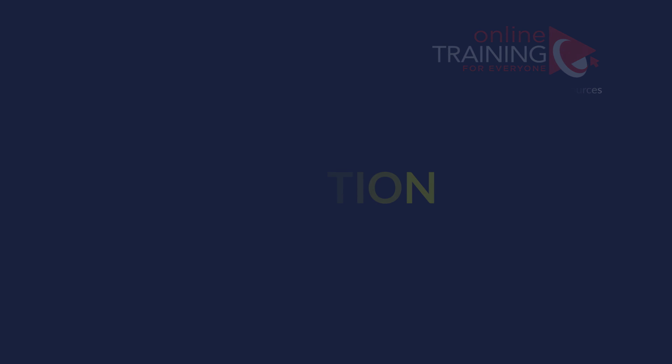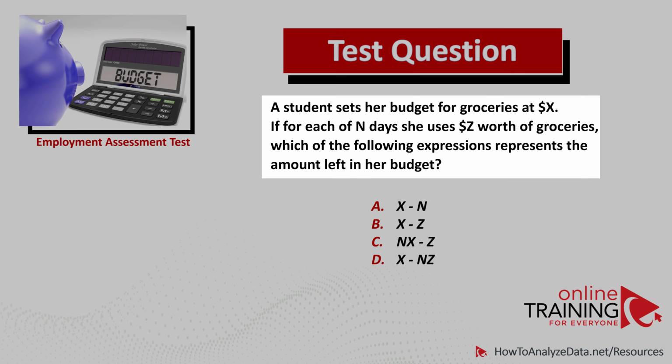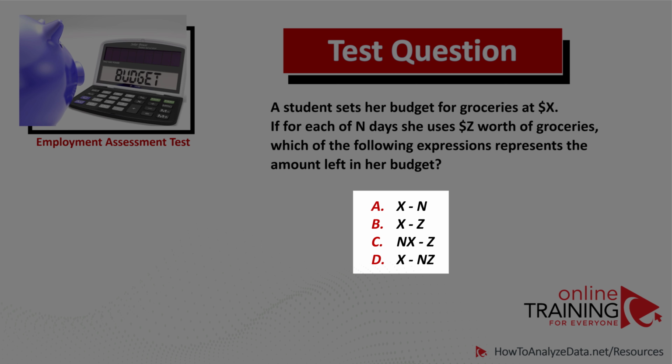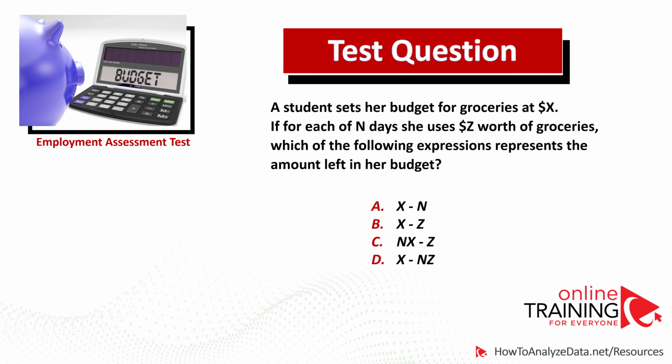Let's look at a budget question you might frequently see as part of an employment assessment test. A student sets her budget for groceries at X dollars. If for each of N days she uses Z worth of groceries, which of the following expressions represents the amount left in her budget? And you have 4 choices: X minus N, X minus Z, and X minus Z, and then X minus NZ. Do you think you know the answer? Let's see if we can get to the correct answer together.